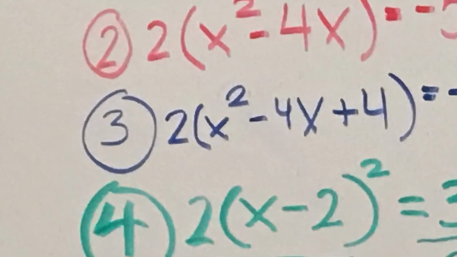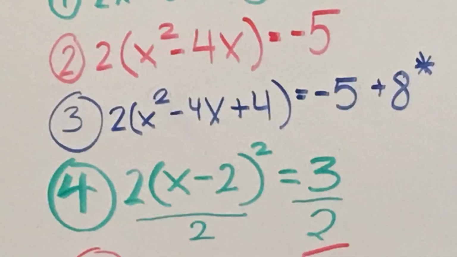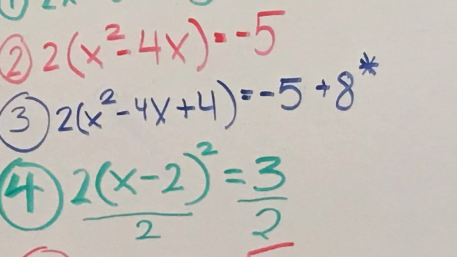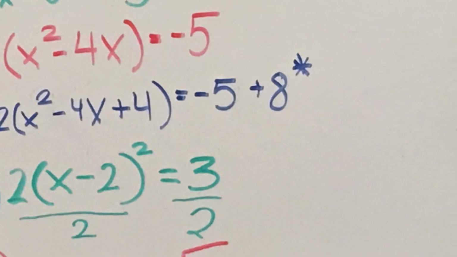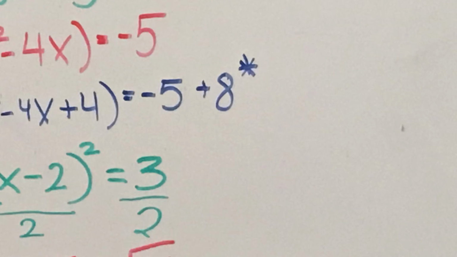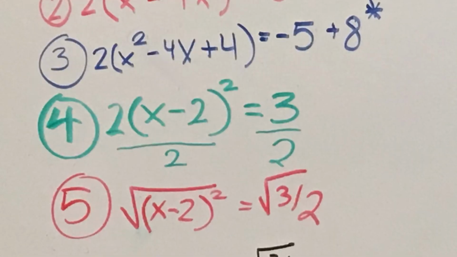Because we pulled out the 2 in front of the x squared minus 4x plus 4, we have to add an 8 to the other side of the equation instead of a 4 because we have to distribute the 2 to the 4, which will give you 8, and we have to add the 8 to negative 5 in order to completely balance the equation. Then you will continue on as you would to step 4.